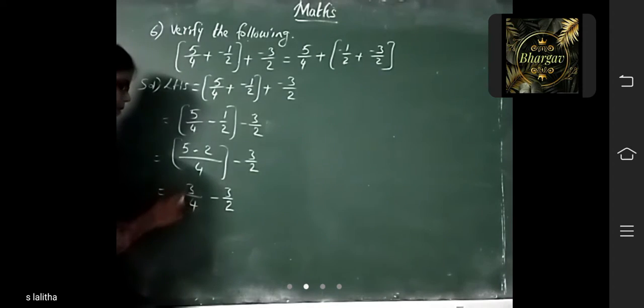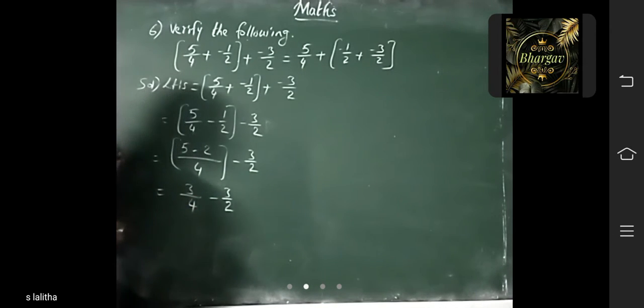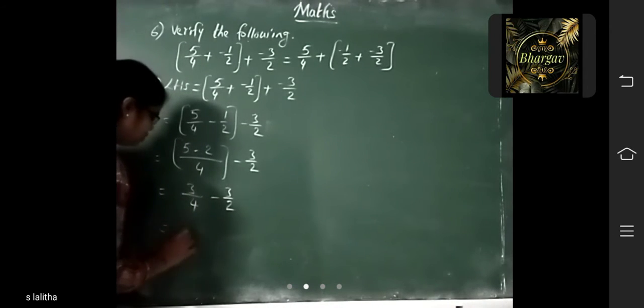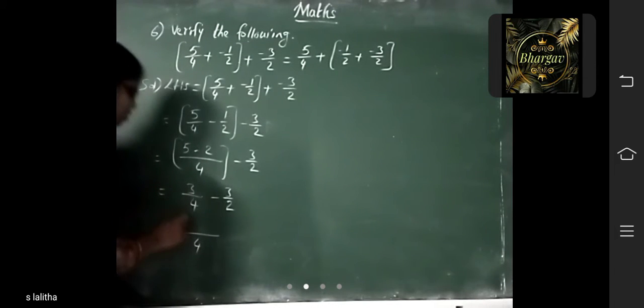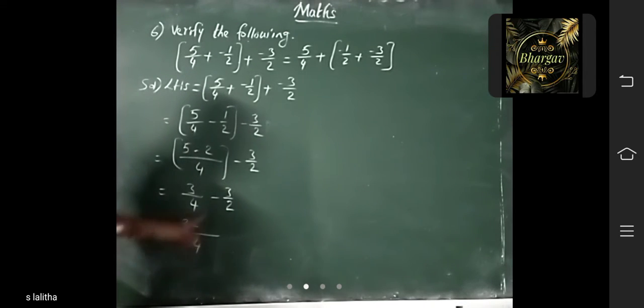Now here 3 by 4 minus 3 by 2 will come. Again we should find the LCM for these two. What will we get? 4. In the 4 table how many times? 1 time. 1 into 3, 3 minus in the 2 table how many times 4? 2 times. 2 3 6. So what is the answer? 6 minus 3, minus 3 by 4 is the answer. This is the LHS. Okay.